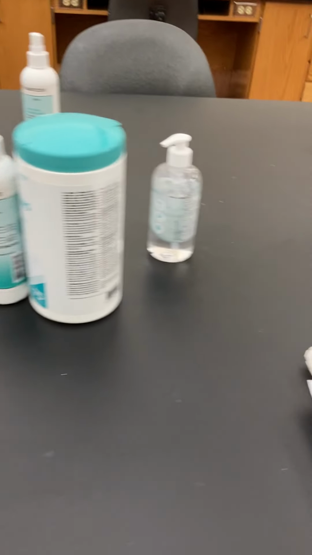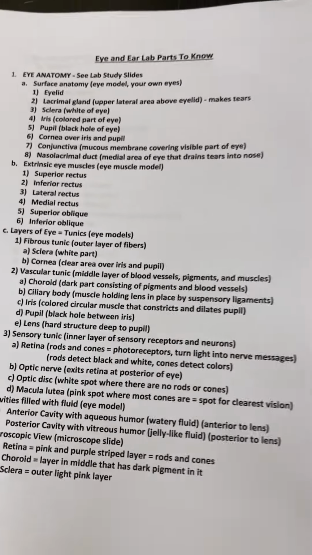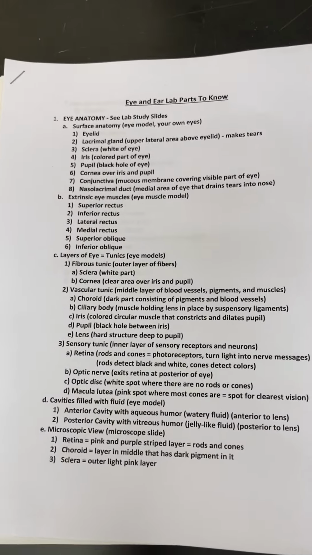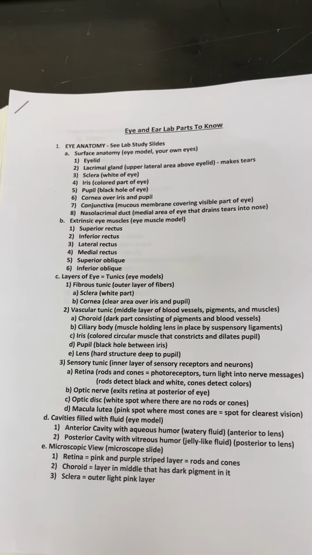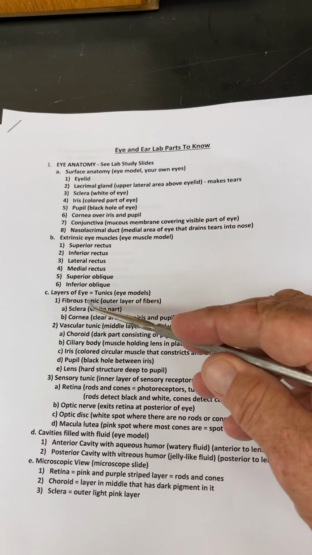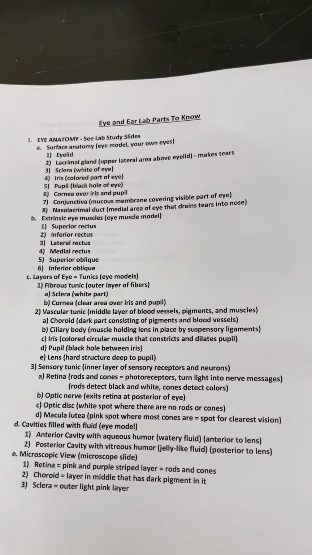Okay, now back to our list. We're now going to go over the layers of the eye. Before I show you that, I'm going to show you on a picture, but let's just go over these layers on this sheet real quick. 3 main layers. An outer fibrous tunic. Now we're calling the layers tunics.